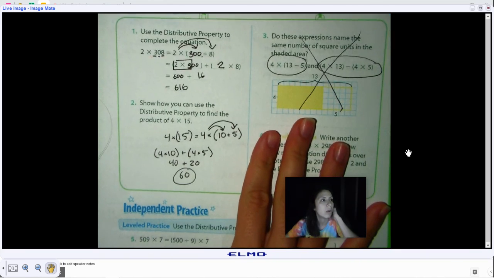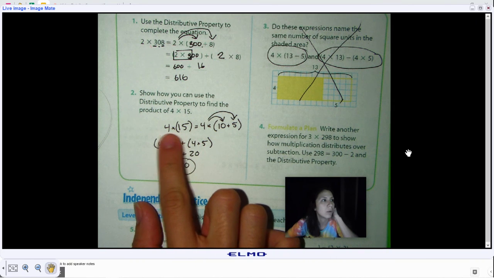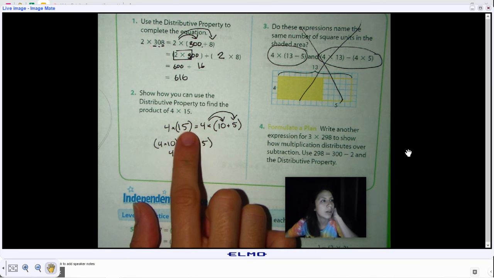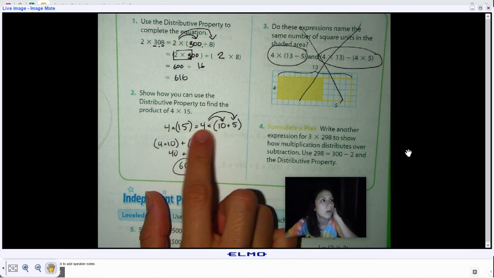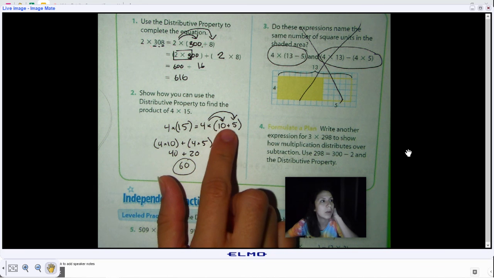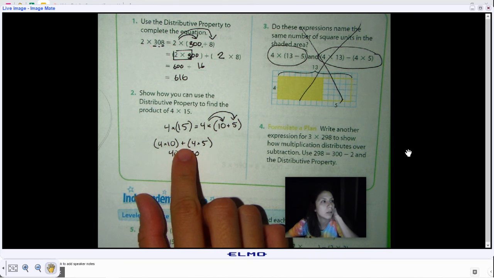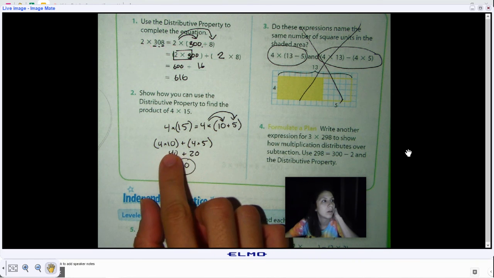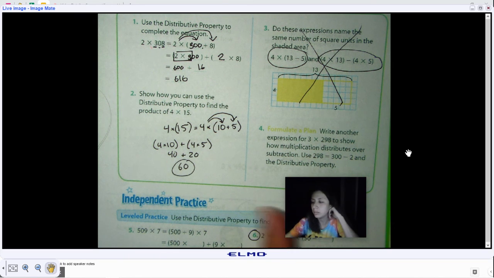The next one, they want you to do it on your own. Okay, so our problem is 4 times 15. I'm going to break that down into its place values. So that's 10 plus 5, right? That's our expanded form. And then we want to distribute that. We're going to do 4 times the 10, 4 times the 5. And remember, in between that, we need an addition sign because this is adding. So 4 times 10 plus 4 times 5. That's 40 plus 20 equals 60.